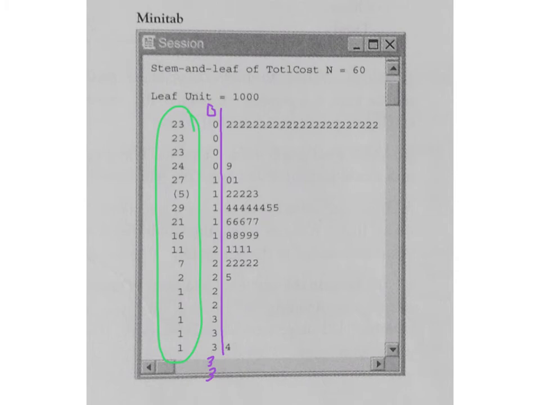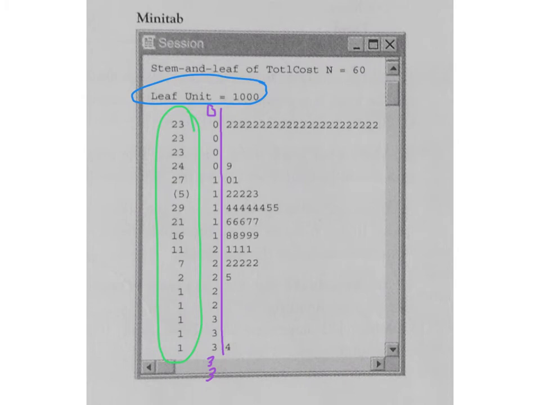The next thing I want you to notice is that we have a leaf unit up here. Typically, if we truncate values because they are large, we want to take something like 8,576, call it 8,000, and then drop the 3 zeros at the end. So we create a leaf unit to simplify the visual here.